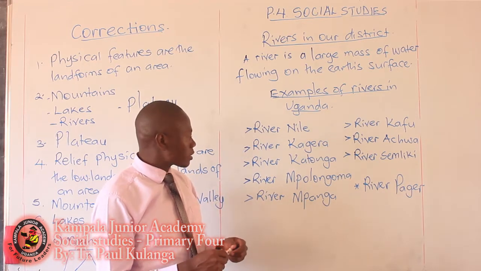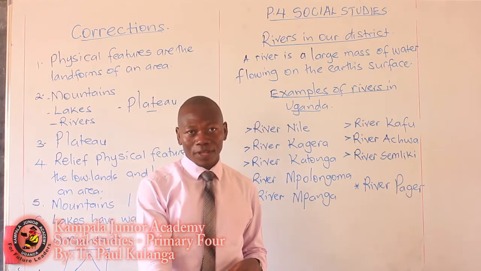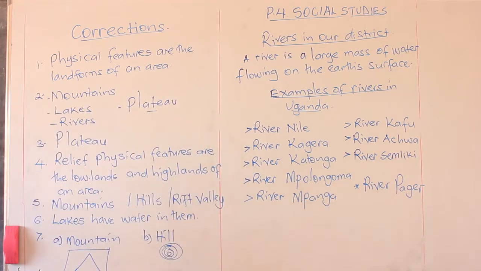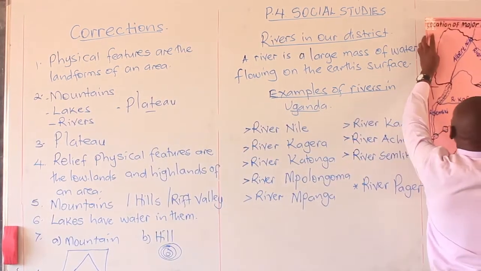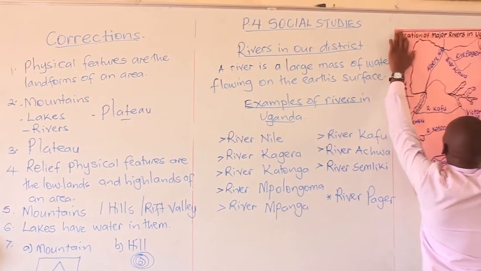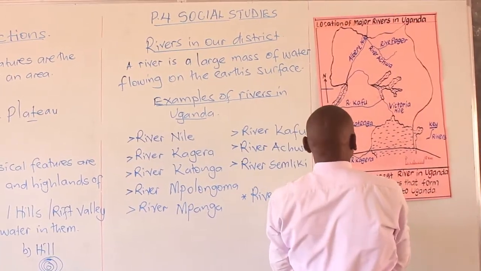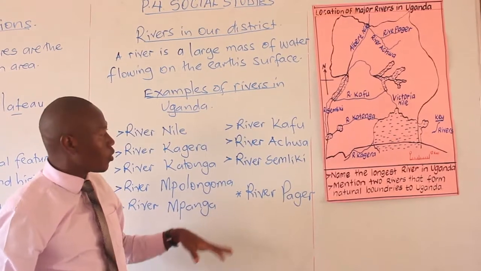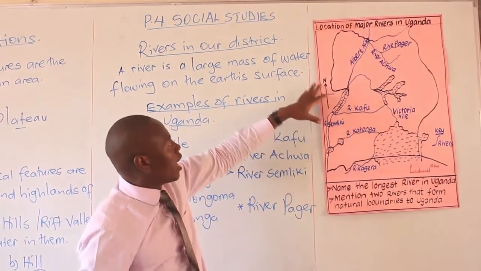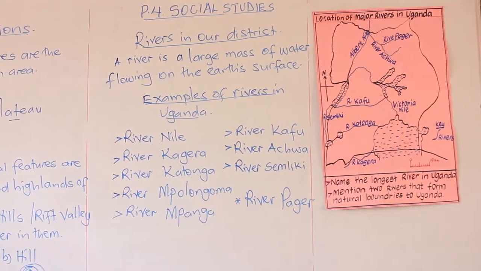At this moment, I just want us to have a chat locating these rivers. Where do you think we can locate these rivers in Uganda? Our chat is simply about the location of major rivers in Uganda. So on this map, what do you think are the major rivers that you can locate?